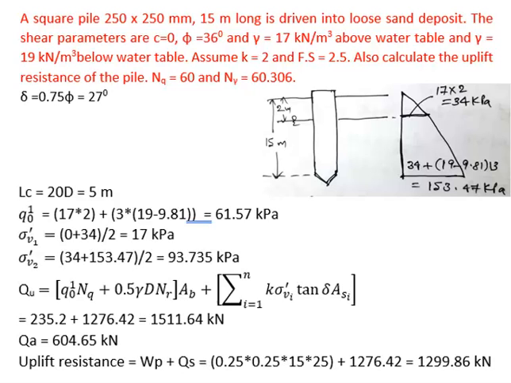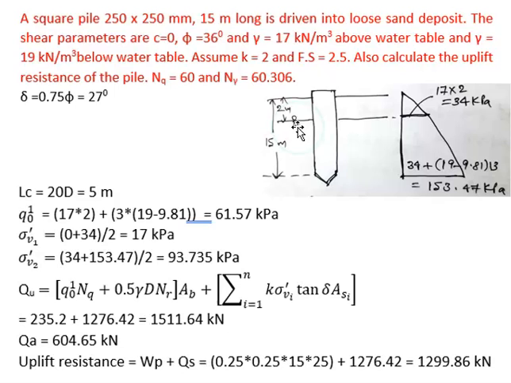Next example, a square pile 250 by 250 mm, 15 meter long is driven into loose sand deposit. The shear parameters are C equal to 0, phi equal to 36 degrees and gamma equal to 17 kilonewton per meter cube above water table and 19 kilonewton per meter cube below water table. Assume K equal to 2 and factor of safety equal to 2.5. Also calculate the uplift resistance of pile. Nq is given as 60 and N gamma equal to 60.306. So here delta value is calculated as 0.75 times phi.